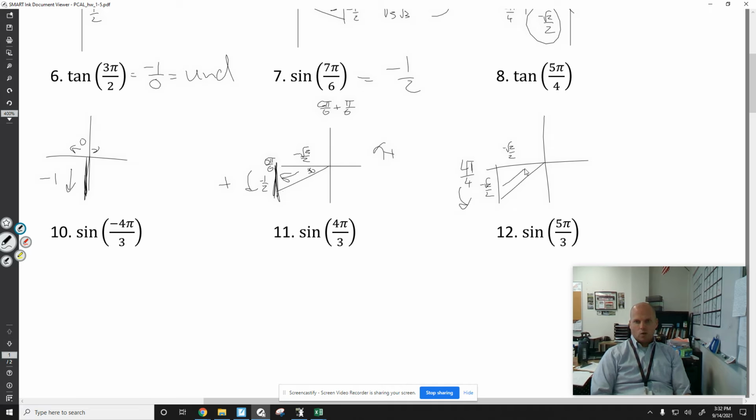Tangent. Opposite over adjacent. This divided by itself, I'm just going to write as 1. A negative divided by a negative is a positive. It's something divided by itself. It's 1.